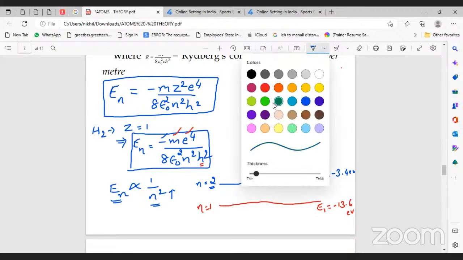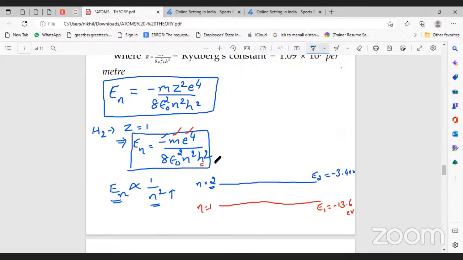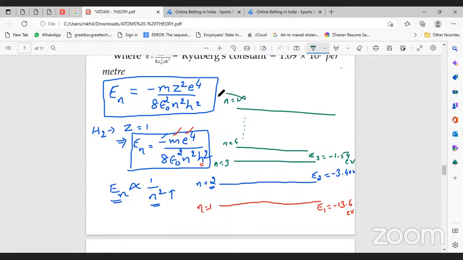Now similarly, can you tell me what will be the energy in the third orbit, n equals 3? You have to divide this by 9. So you get approximately minus 1.51 electron volt. Like this, you can find the energy in the fourth orbit, and you can extend this up to infinity. So what is the energy at infinity? Energy at infinity will be 0.